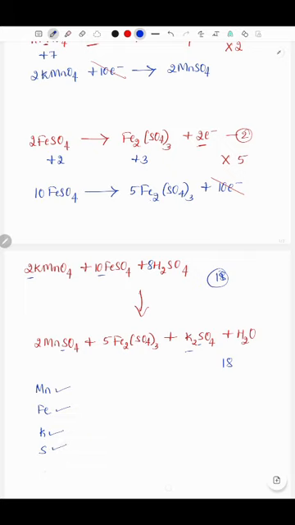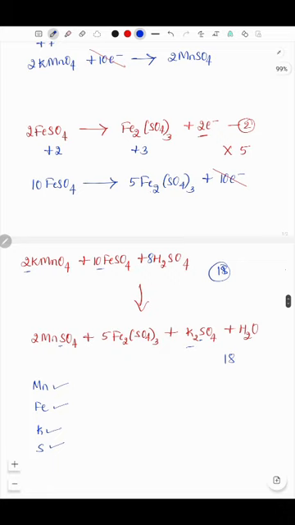Now the remaining elements are hydrogen and oxygen. 8 2s are 16 hydrogen, and on the product side I will write 8 here. 8 2s are 16. Hydrogen atom is also balanced. After this, the oxygen atom which is left over, by default it will be balanced. You can check it out.